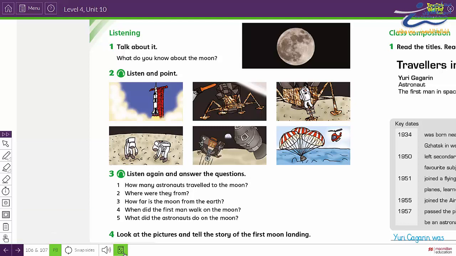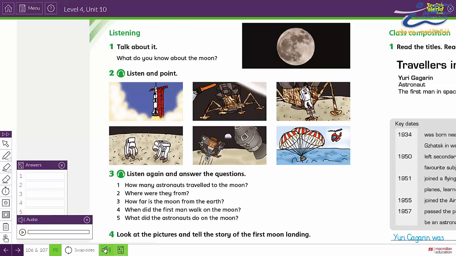Exercise number 3. Listen again and answer the questions. Pupils Book, Unit 10, page 106. Activities 2 and 3.